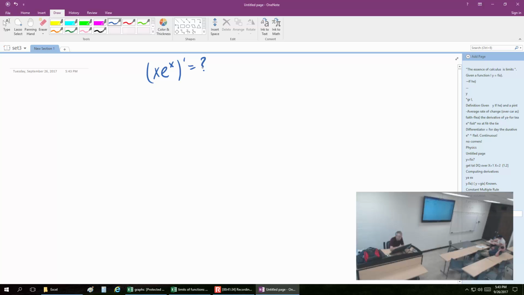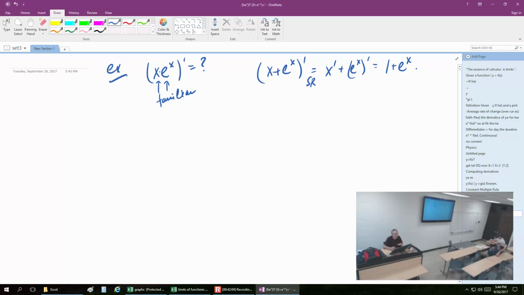We don't know how to differentiate this. So what is that derivative y? Each of the functions is familiar, but the derivative is not familiar because they are combined in a new way. x plus e to the x we can handle, right? We just split it by the sum rule, and we have x prime plus e to the x prime, and we have 1 plus e to the x. That's not hard as long as the operations we're dealing with are familiar. But a multiplication of two functions that are not constant, we still don't know how to handle yet.